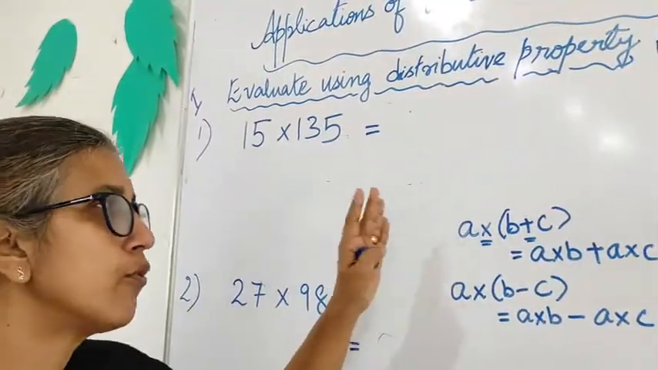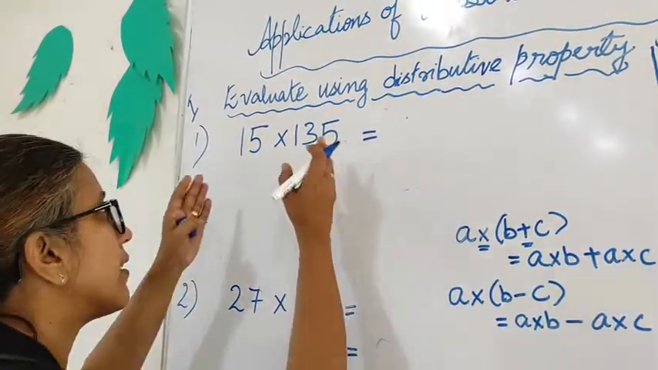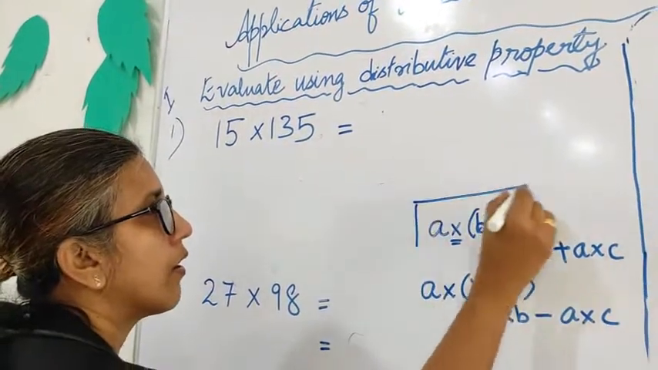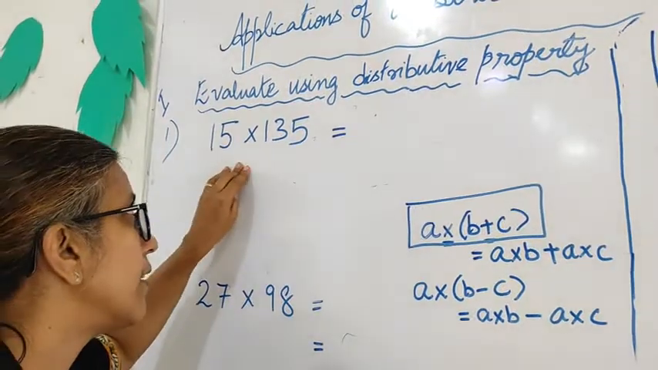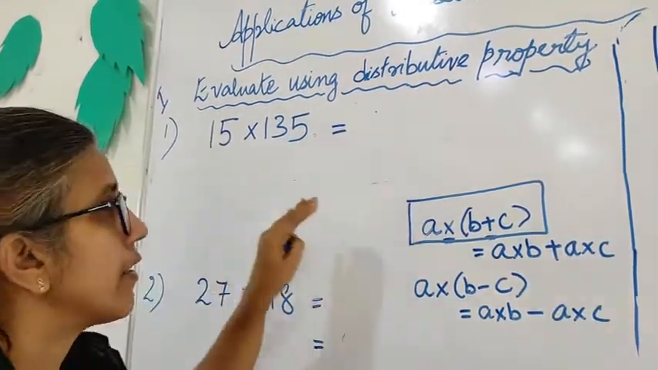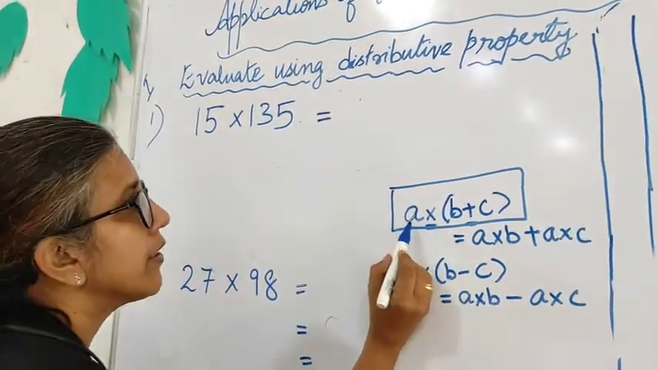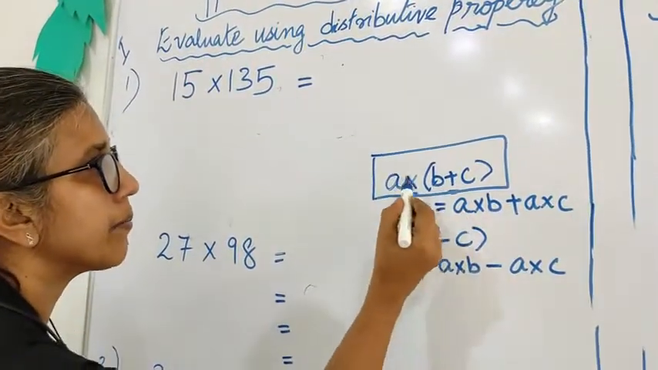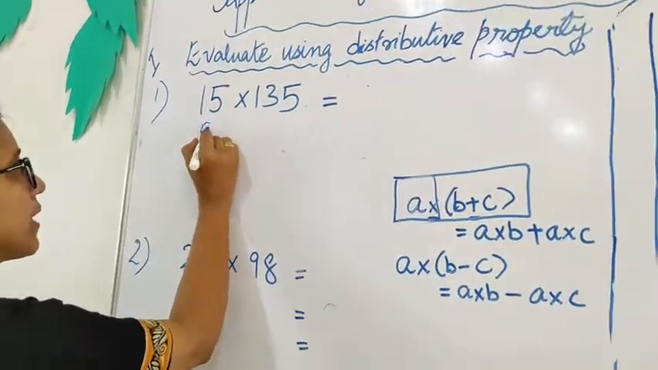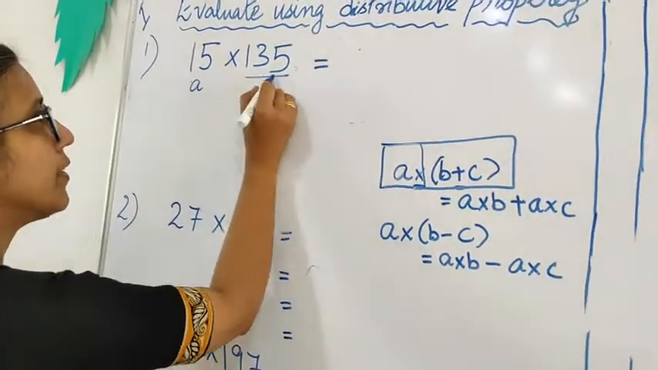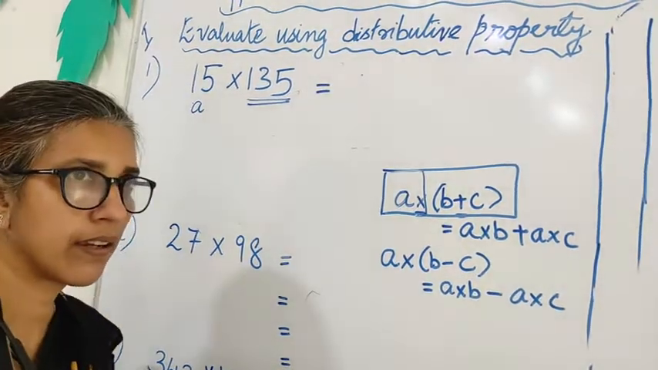Now how will we use this law here? So for that you have to make this given operation into this form. So you can see first element here, three elements are there, A, B and C. Here we have A as 15. So I am taking A as 15. Now how will I convert 135 into the form B plus C?